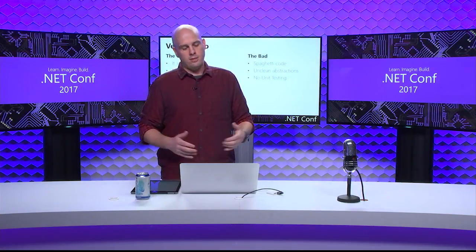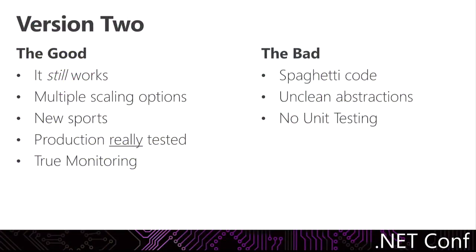Version 2, here we are. It still works. Multiple scaling options that we actually use daily. We have all these new sports. Production's really been tested. We have true monitoring with New Relic. We have health checks that send us alerts. Unfortunately, we have a ton of spaghetti code. Because of that, we have these weird unclean abstractions where the data doesn't easily match how everything works in the code. You'll have college basketball having one thing that doesn't really work in relation to NBA.